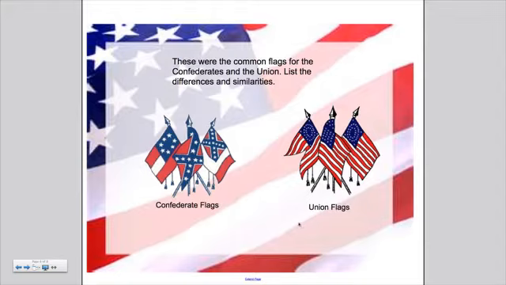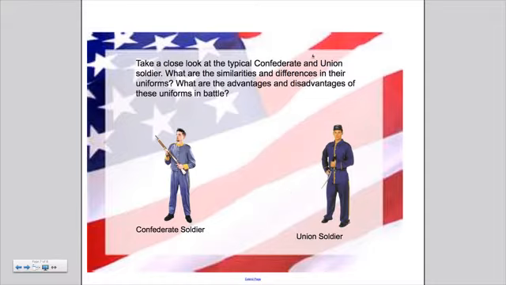Okay, now let's do another comparison. Take a close look at the typical Confederate and Union soldier. What are the similarities and differences in their uniforms? Write a list for each one. And then what are the advantages and disadvantages of these uniforms in battle? Write a list for each one as well. Pause the video until everyone has created their list and then discuss as a class. Unpause the video when you're done.